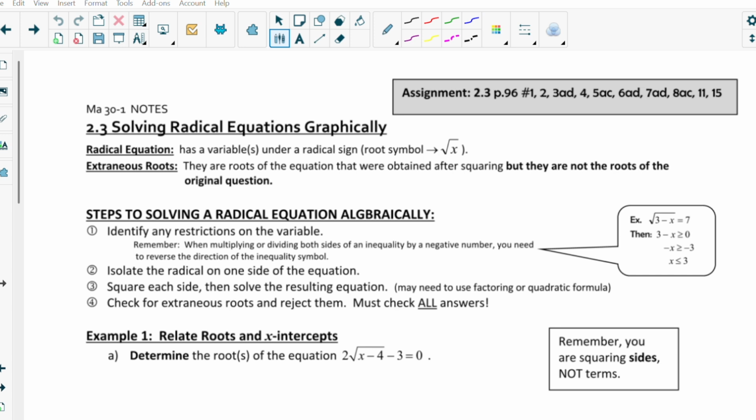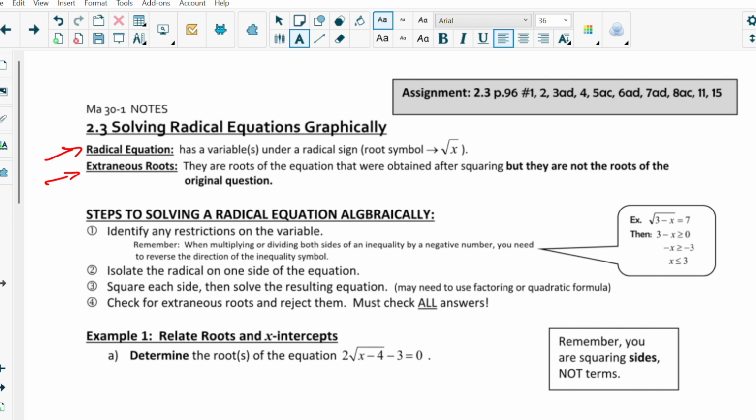Solving radical equations graphically. We'll do it graphically, but we'll also do it algebraically. Some review. A radical equation has a variable under a radical sign, the root symbol. Extraneous roots are roots of the equation that were obtained after squaring, but they are not the roots of the original question.